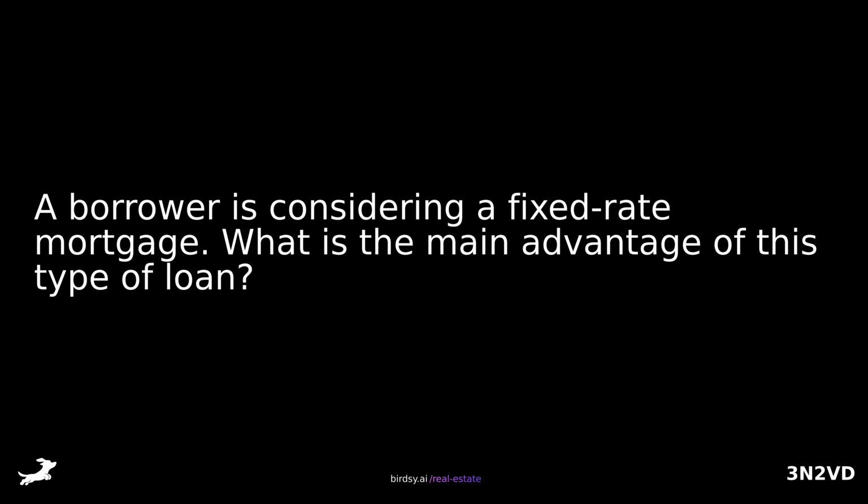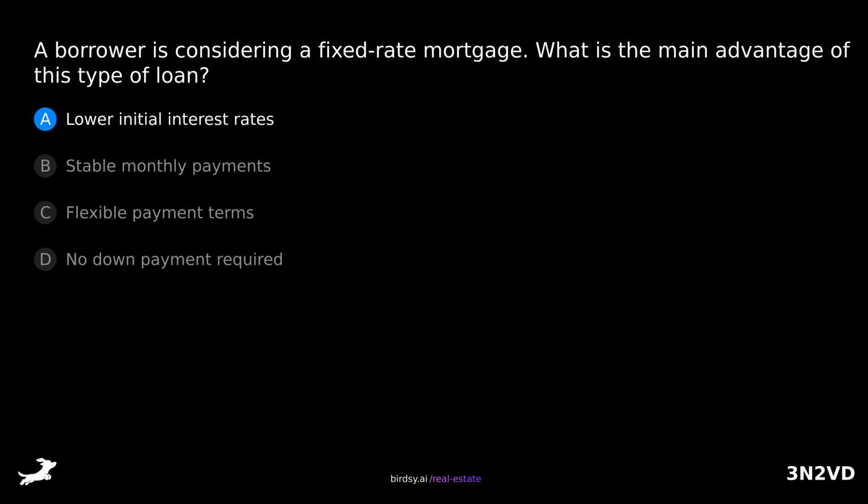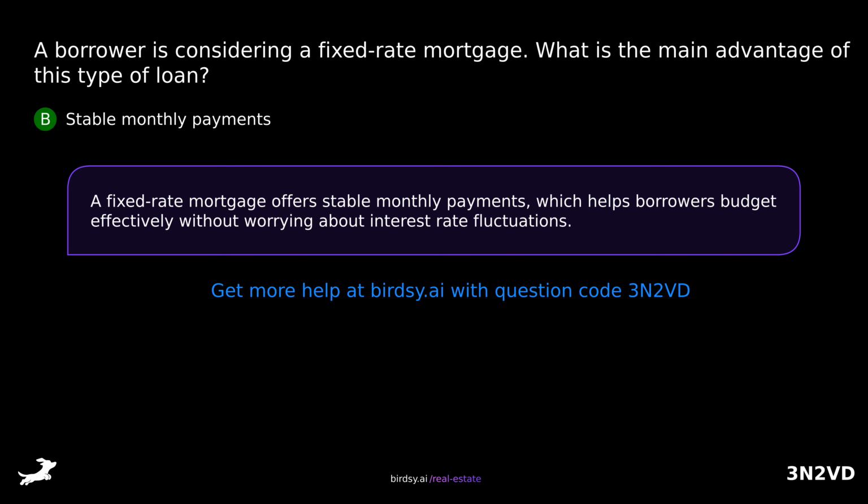A borrower is considering a fixed-rate mortgage. What is the main advantage of this type of loan? Is it A, lower initial interest rates, B, stable monthly payments, C, flexible payment terms, or D, no down payment required? The answer is B, stable monthly payments. A fixed-rate mortgage offers stable monthly payments, which helps borrowers budget effectively without worrying about interest rate fluctuations.